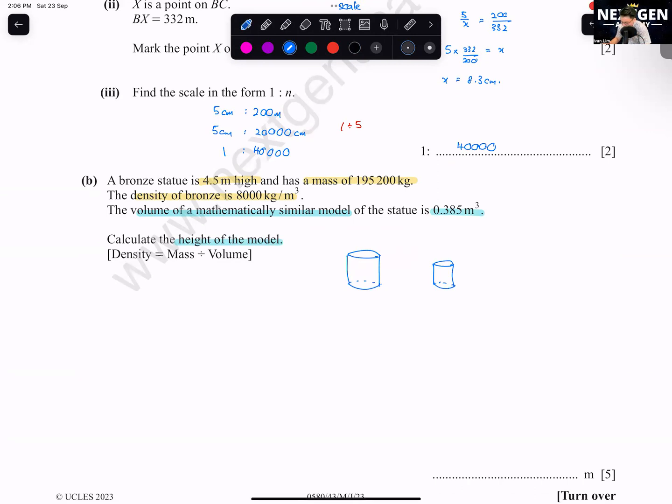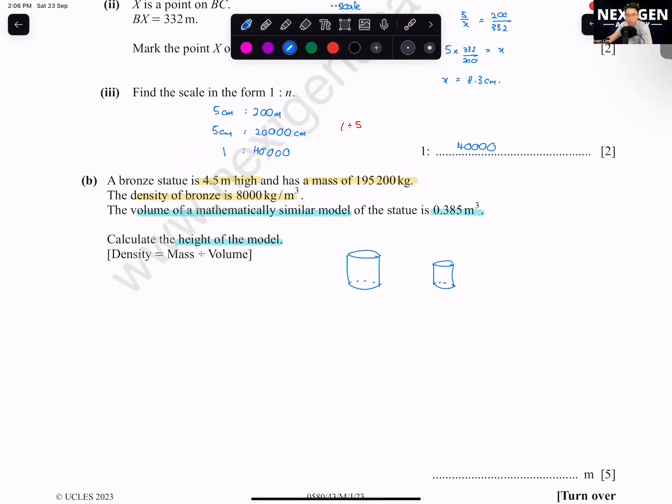Okay, they say, number one, we don't know actually which one is bigger, which one is smaller. Let's calculate what is the volume of the yellow color calculation first. The bronze statue first.